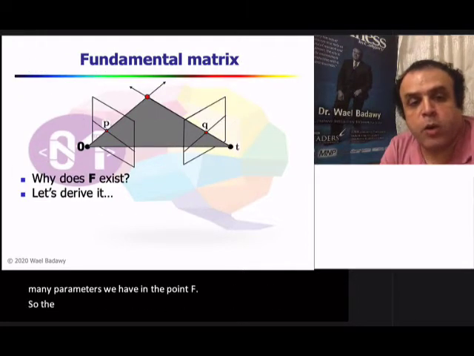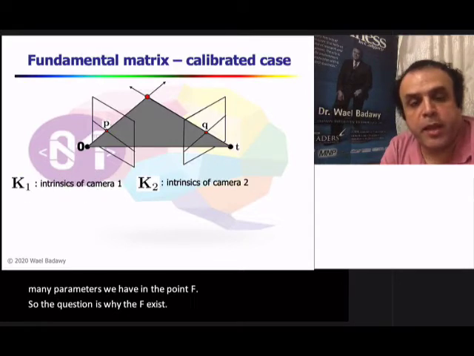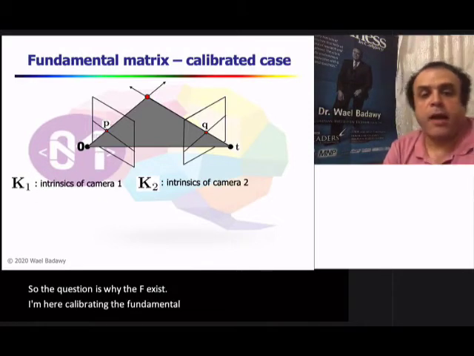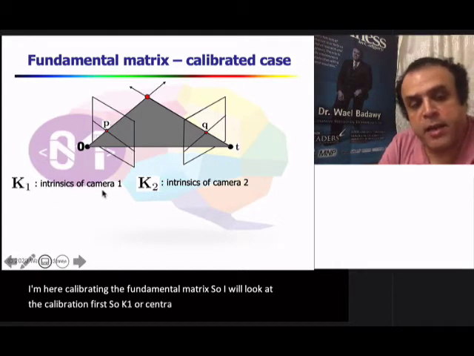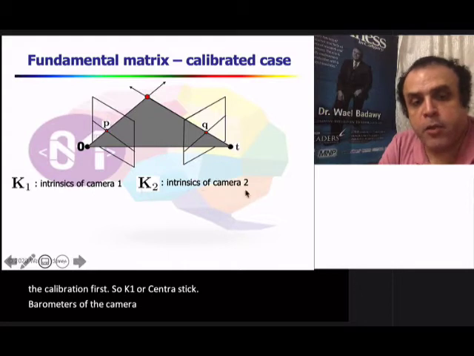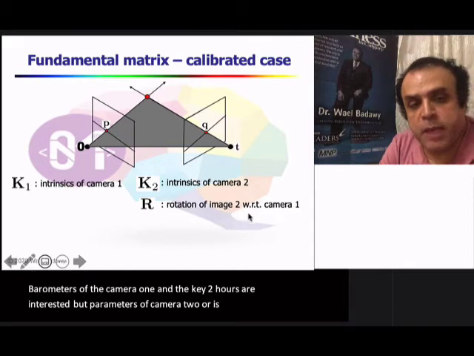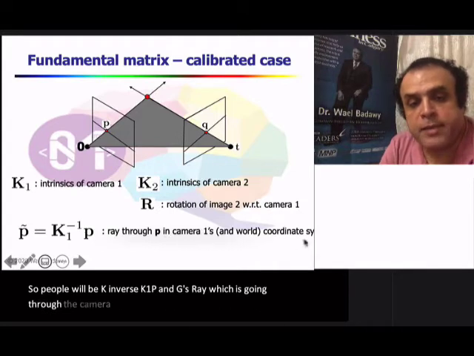So the question is why the F exists. So I'm here calibrating the fundamental matrix. So I will look at the calibration first. So K1 are the intrinsic parameters of camera 1, and K2 are the intrinsic parameters of camera 2. R is the rotation of image 2 with respect to camera 1. So P bar will be K1 inverse P, and this is the ray which is going through camera 1 and the world coordinate.